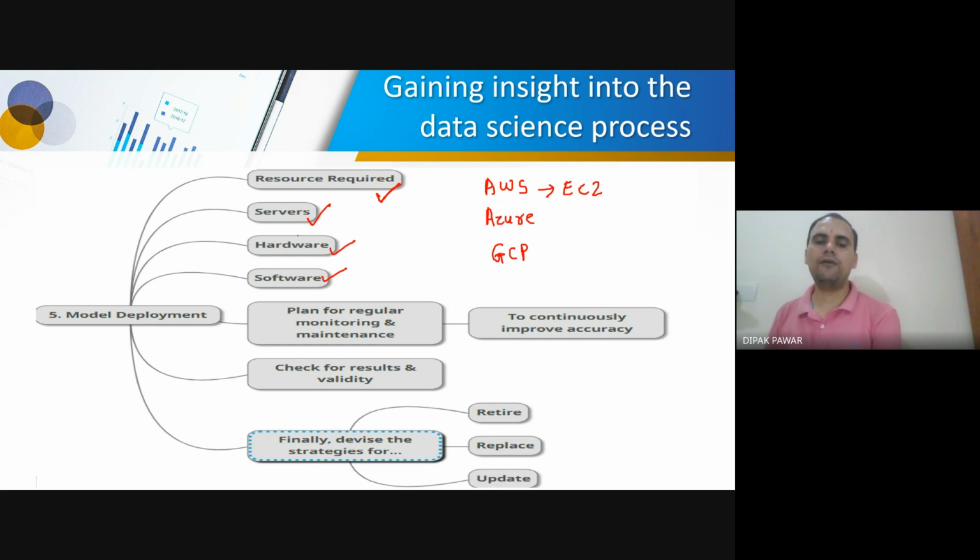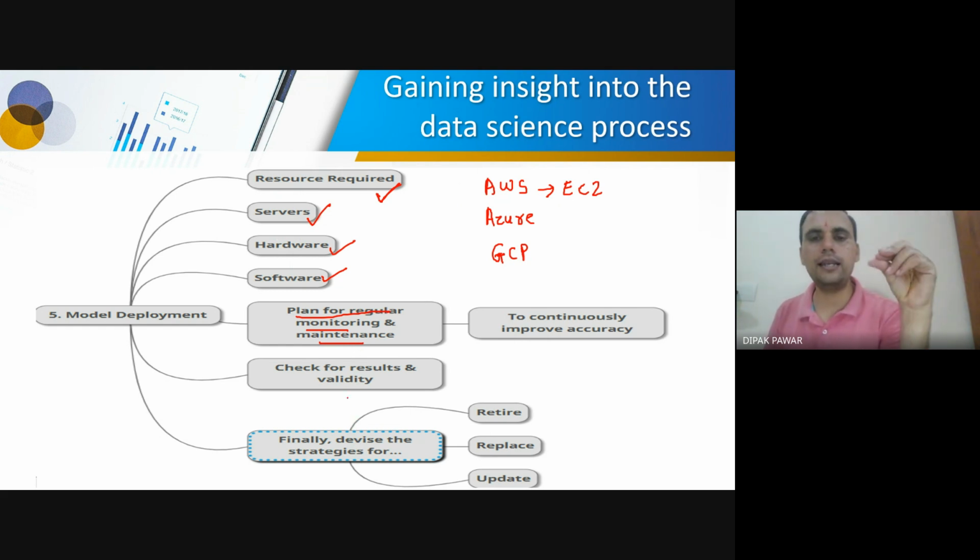Now, after deploying the model, this is the stuff we have to consider: we have to plan for regular monitoring and maintenance. Basically, it was our last step. After deployment, it might be possible your model performs well for a certain amount of time, but after that, the data may change.